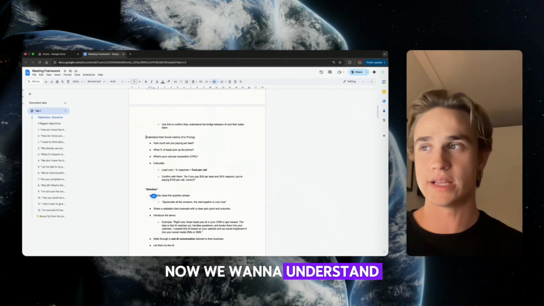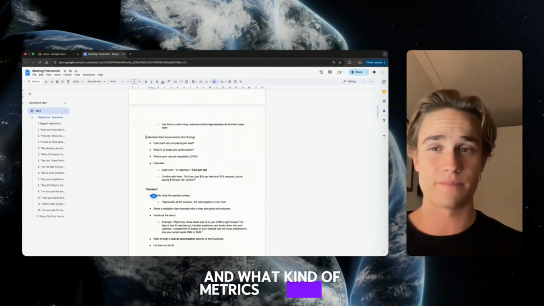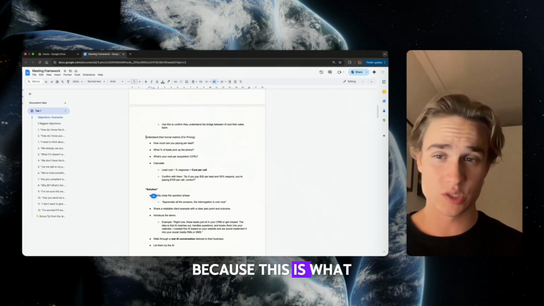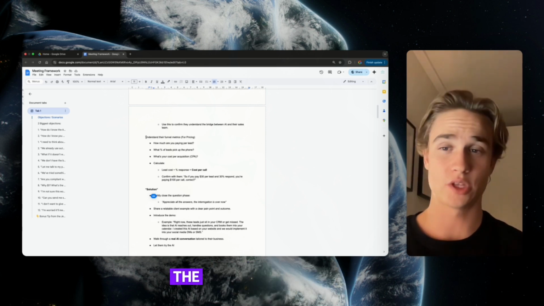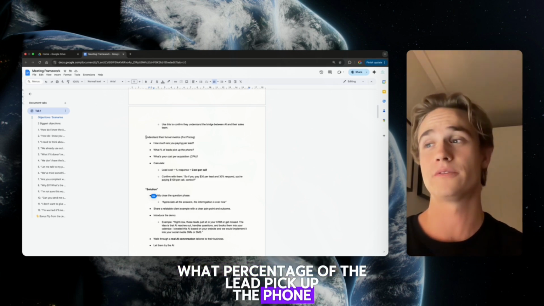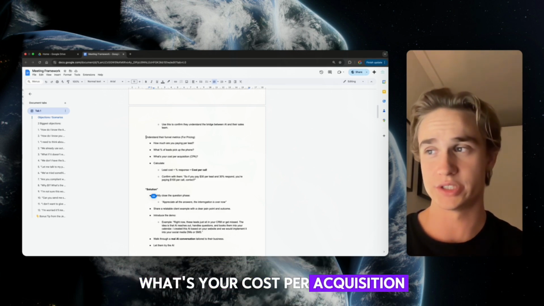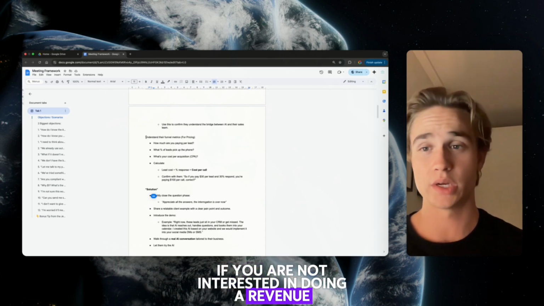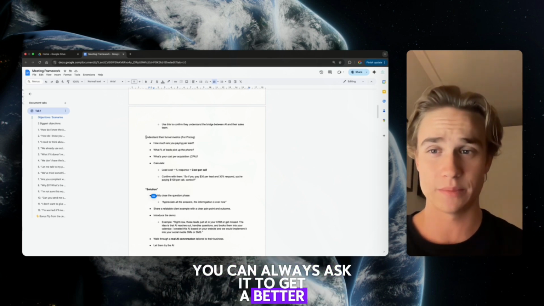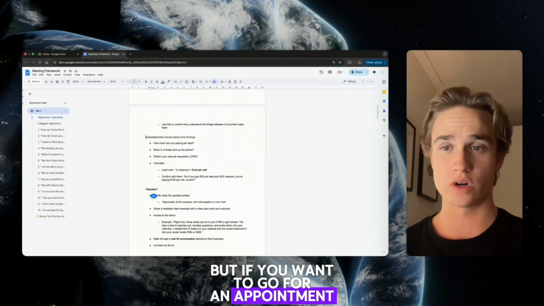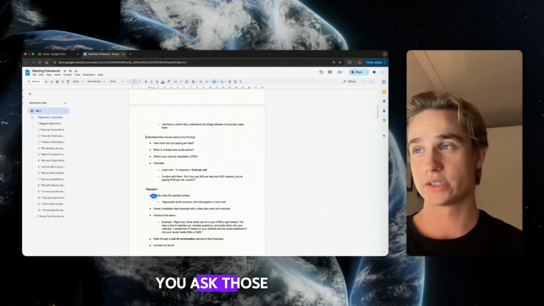Now we want to understand a little bit about their funnel and what kind of metrics and prices they're seeing in terms of their lead costs, because this is what we're going to use to price our AI. The 3 questions that we want to ask is how much are you paying per lead, what percentage of the leads pick up the phone, what's your cost per acquisition. And the cost per acquisition question, you can leave it out if you are not interested in doing a revenue share deal. You can always ask it to get a better feel for their business or more information. But if you want to go for an appointment-based deal, you ask those 2 questions.